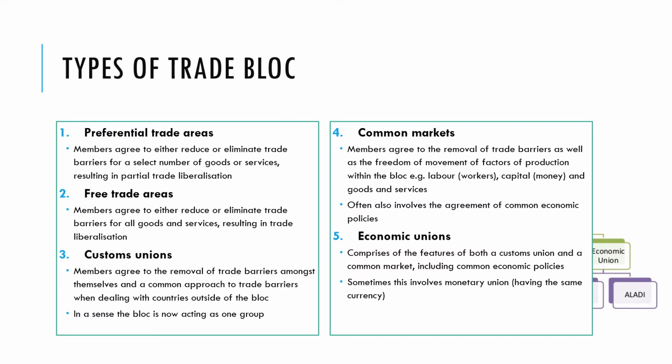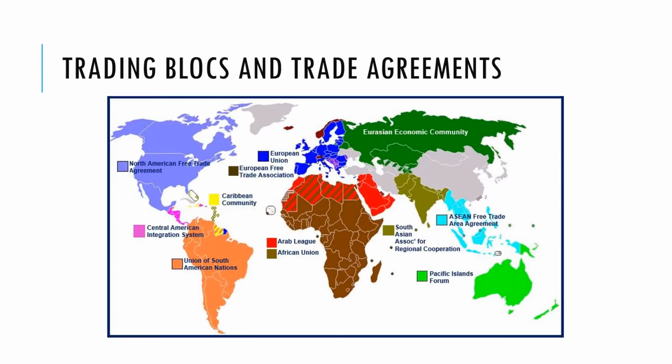So we've got these 5 different types of trade bloc, ranging from quite a low level of integration, where just trade barriers are removed on particular goods and services, all the way up to quite a full-on integration, possibly even having the same currency and the same economic policies. So there are lots of different types of trading blocks and different trading blocks in existence, and we need to have an awareness of some of them.